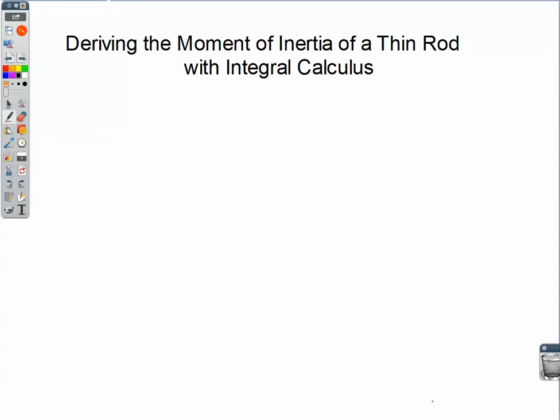So here is hopefully our thin rod. Our thin rod has a length of L, and it's got a mass of m. And we want to be able to derive the moment of inertia of this thin rod about any axis. So for instance, let's say that we want to confirm the moment of inertia for an axis through the middle of the rod at L over 2.